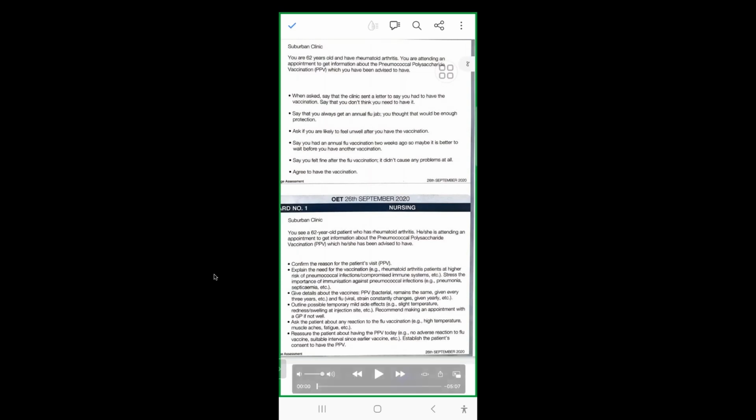You have to confirm the reason for the patient's visit. You have to explain the need for the vaccination, and then you have to give the details about the vaccines, and you have to outline the possible temporary mild side effects. Ask the patient about any reaction to the flu vaccination, and reassure the patient about having the PPV today. So the student has already performed this role play conversation here, and I'm going to assess it word by word.